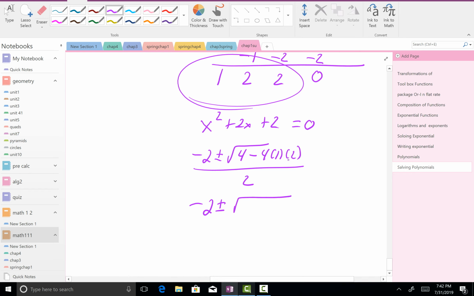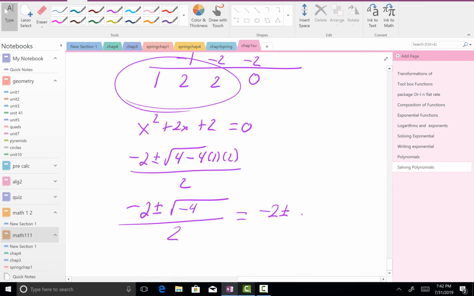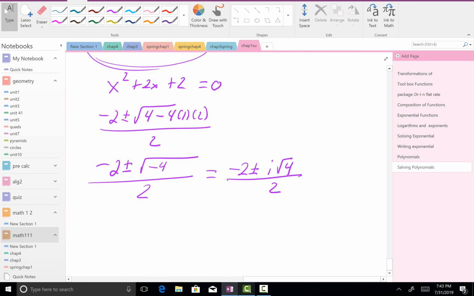So let's see. Yep. I'm going to get 4 times 1 times 2 is 8. So that's going to give me a -4 divided by 2. Sure enough, -2 plus or minus. Now, in this case, since that's a 4, I'm going to take the square root of that.